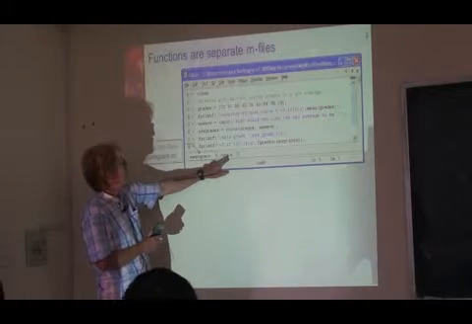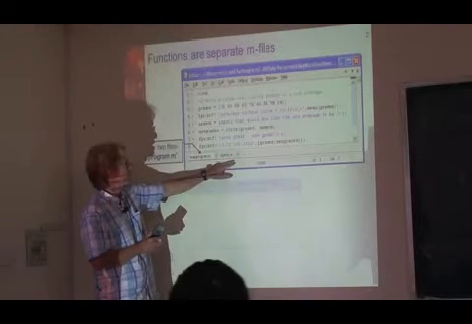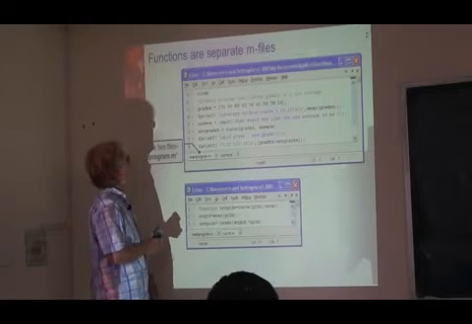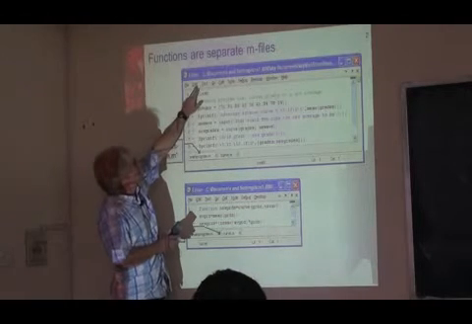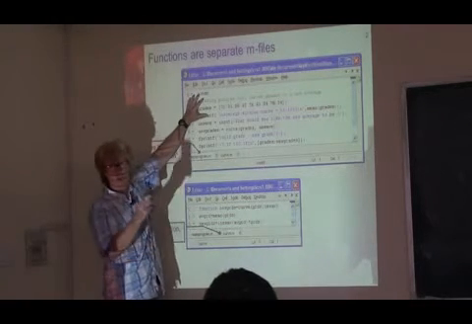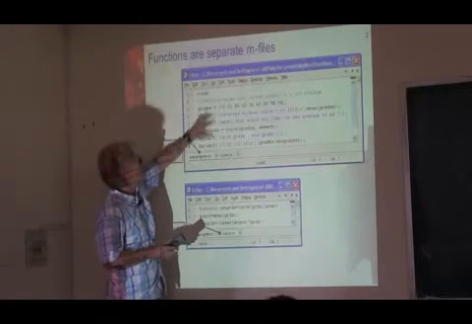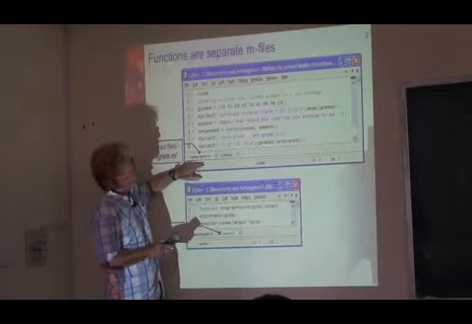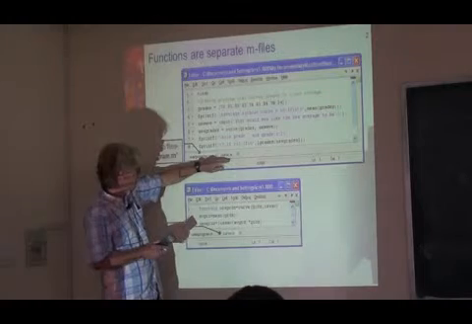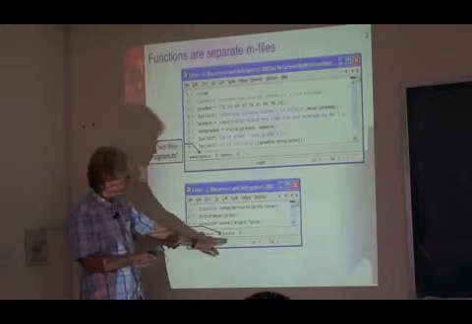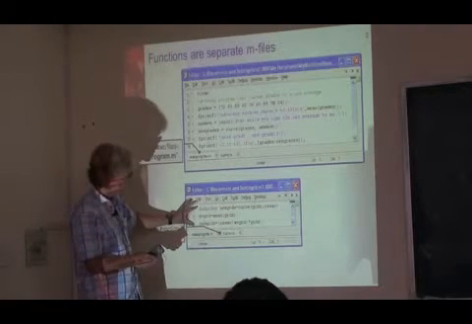The function is in this other file called curve.m. So his editor has multiple files open. Right now what we're looking at is the main program, but there's another file open called curve.m. See how this is highlighted? This is what curve.m looks like.